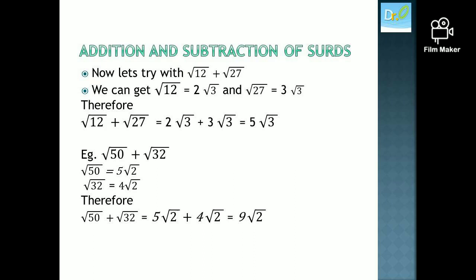Root 27 is 3 into 3 into 3. So you can take a couple, 3 into 3, and write it as 3 root 3. Therefore, root 12 plus root 27, you can write it as 2 root 3 plus 3 root 3.